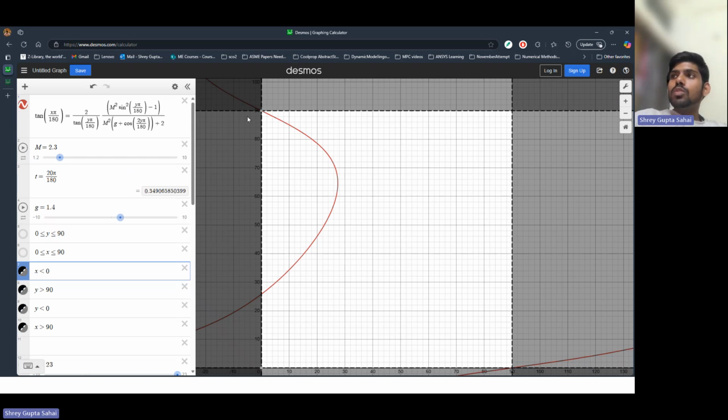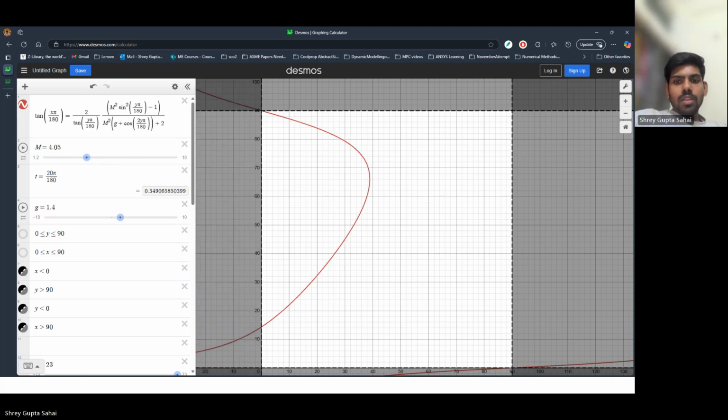So we know that there are two solutions. One is always 90. The other solution, you'll see, moves with the Mach number. And if you note, it was moving like sine inverse of 1 by M, not M, sine inverse of 1 by M. So that is also important. Yeah, sine inverse of 1 by M.